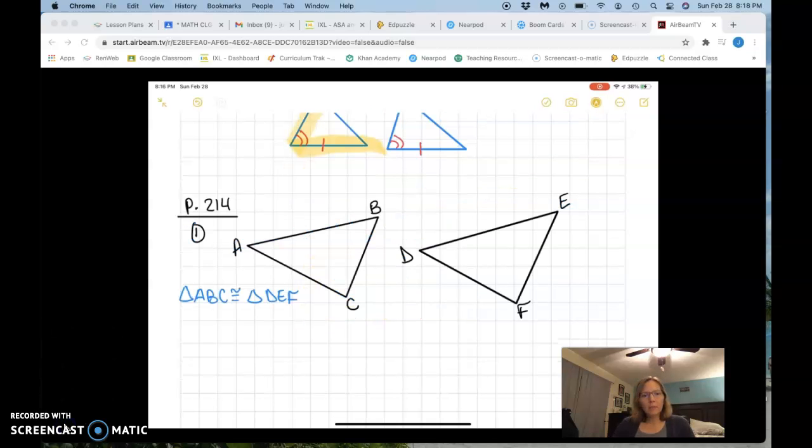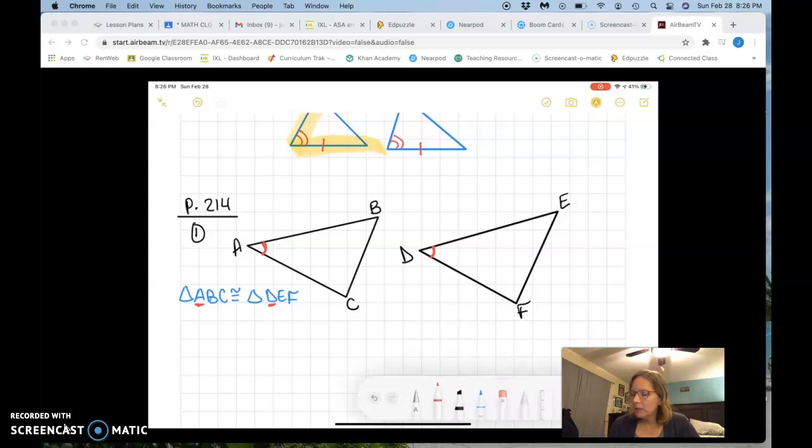On page 214, number 1, in the directions, it gives us that triangle ABC is congruent to triangle DEF, and we have these two triangles. And it wants us to name the corresponding congruent parts. So I have to name all the sides that are congruent to each other and all the angles that are congruent to each other. Remember, the way they name the triangles is the way that they're congruent to each other. So what that means in this case is that angle A is going to be congruent to angle D because they're both in the same position when they're being named. Okay, let's keep going.